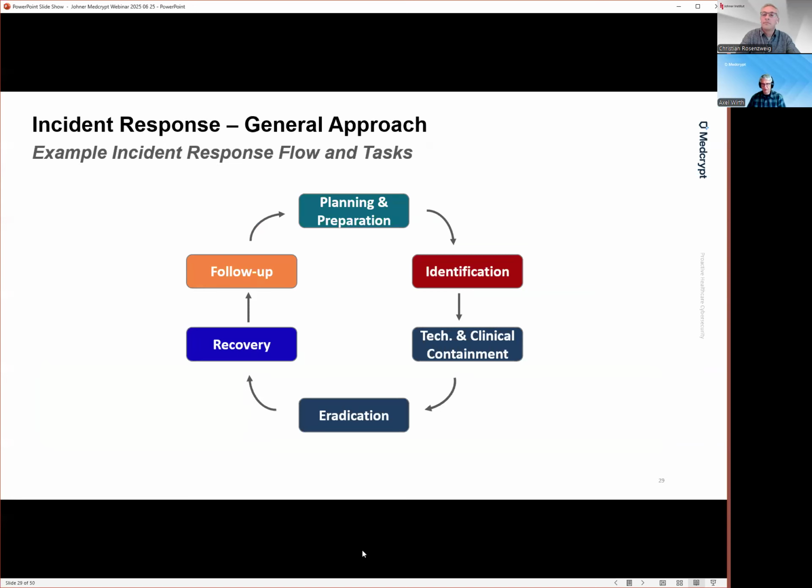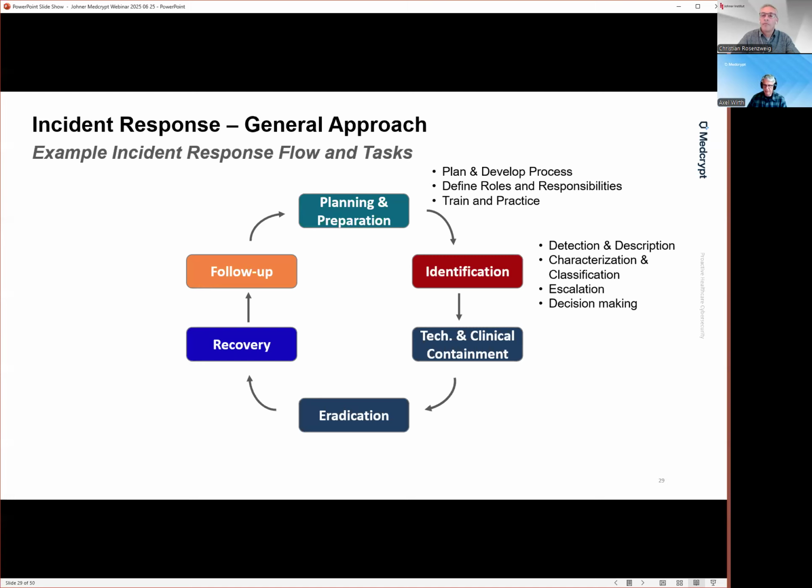So what does your typical incident response look like? You plan and prepare, like you have a process that includes defined roles and responsibilities, and you train and practice your process. Should an incident occur, it gets detected, characterized, classified, escalated if needed, and decisions are made on how to respond to it. Then there's a clinical and technical response.